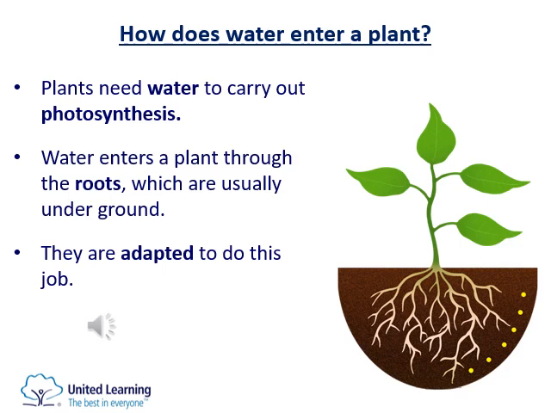We've stated that plants need to absorb water and minerals through their roots, but how do they do that? Plants need water to carry out a process called photosynthesis, which shouldn't really be a new word to you. But if you're not sure what photosynthesis is or what it's for, I'd like you to pause the video and look up what photosynthesis is, what it is for, and what the word equation is for what goes into photosynthesis and what comes out.